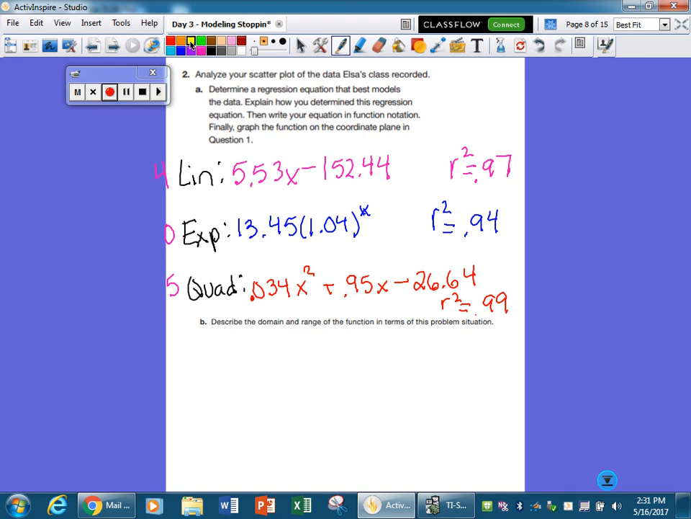All right, well, looking at this, which one has the highest r squared value? You can see it's quadratic. Now you can see that it's also really close, 0.97, 0.94, 0.99. That's why you got to do 2 decimal places. Sometimes you might even have to do 3, depending on the problem. So quadratic is best because it's closest to 1.